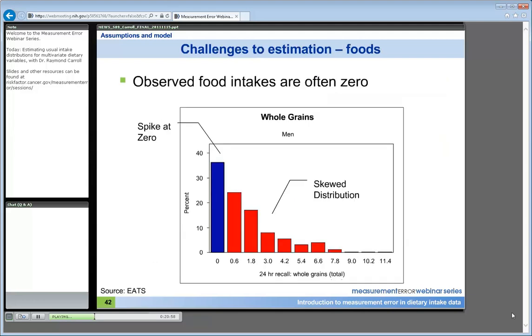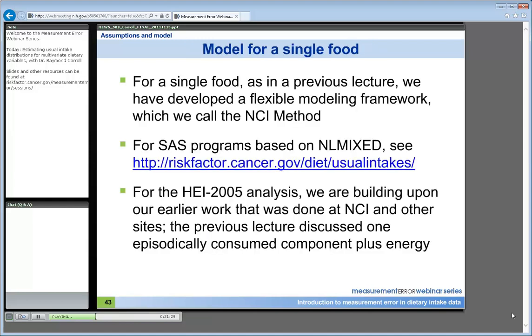Here's another picture that you've seen, a whole grains picture for men from EATS. What you get is a spike at 0, where there's reported no whole grain intake, and then on consumption days a very right-skewed distribution. So it's the combination of the blue and the red that makes this a fun statistical problem. We want to take into account the fact that these zeros are overrepresented for usual intake.